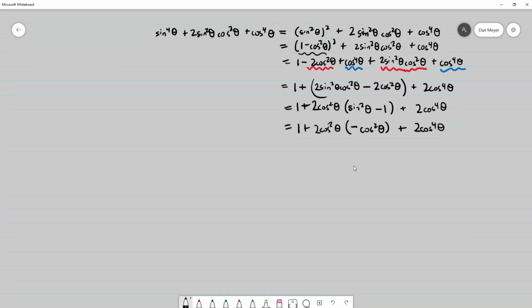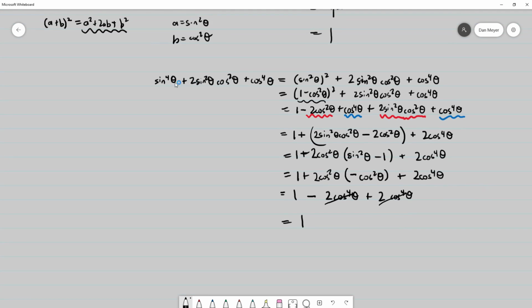And then now I have 1 minus 2 cosine to the 4th theta plus 2 cosine to the 4th theta. And my cosine to the 4th thetas cancel, and I just have 1 left. So, all right, that path worked. Not recognizing the thing that we started with as a perfect square trinomial, we can still make something happen. This is a perfect example where I just said, hey, there's a sine squared playing with this sine to the 4th, and we can make something happen there.